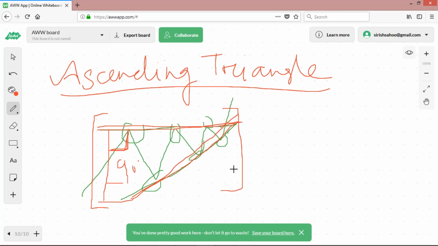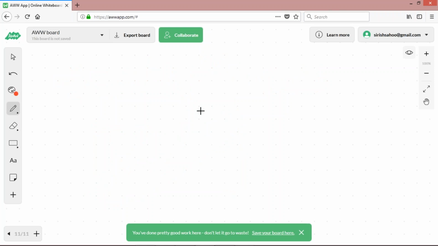So it's also said as a right angle triangle. As usual, let's examine each and every part, bits and pieces of the ascending triangle, so that we would get a very clear picture. So the first one, as usual, the first one is the trend.